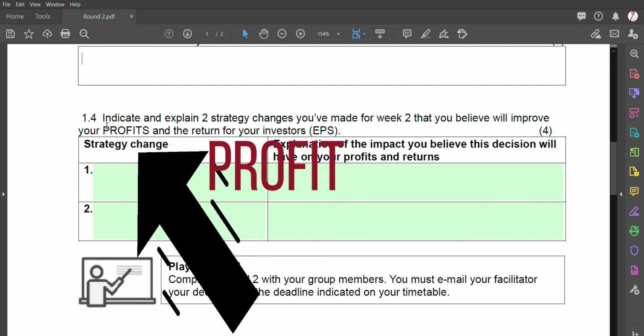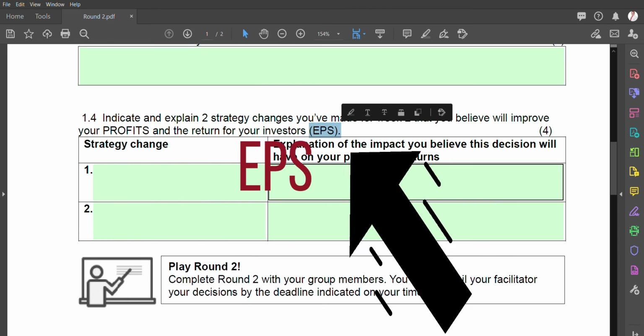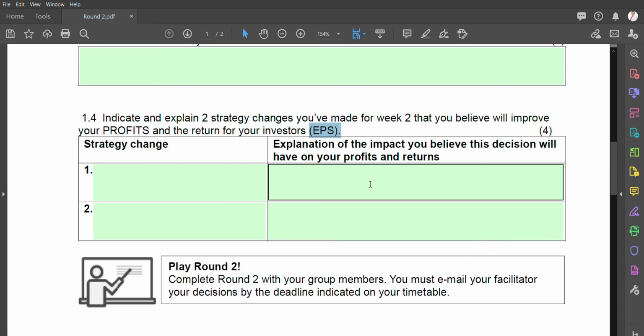After you've identified what has worked or what didn't work, you can formulate a new plan for the next round in the last question. Please note that the focus here is on profit and earnings per share. So you have to explain how your decisions will affect this in order for your marks to be awarded to you. Good luck.